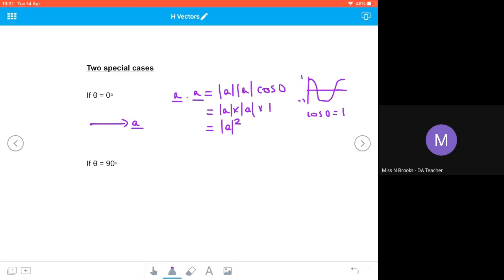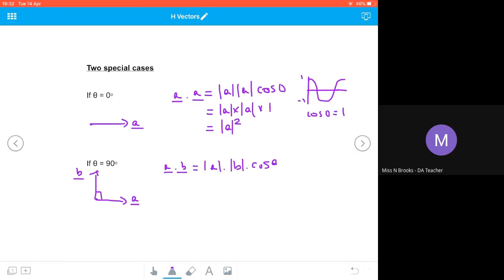Now, let's have a think about a 90-degree angle. So this time we've got vector A coming out from our vertex, and we're going to make sure that vector B is going at 90 degrees. And remember, both of our arrows have to be going out of or into that vertex. So this time we're going to have A dot B, which is the magnitude of A multiplied by the magnitude of B multiplied by cos of 90.